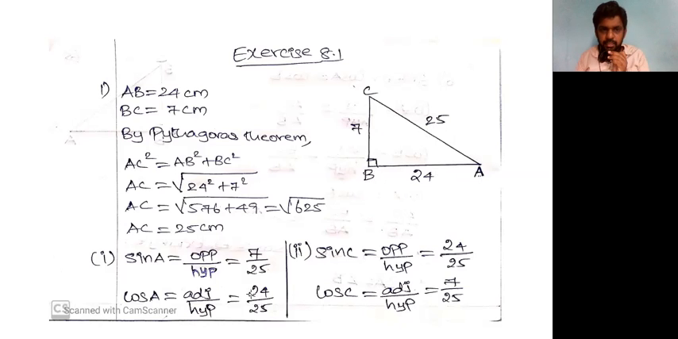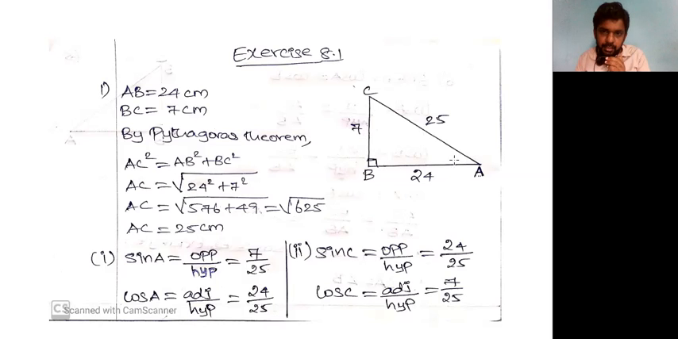You can see a relation between angle A and angle C. So sin A is equal to cos C. Sin A is equal to 7 by 25 and cos C is equal to 7 by 25. This is because in any triangle, we know that the sum of all three angles is 180 degrees. We know that this angle is 90 degrees. Therefore, sum of angle A and angle C should be 90 degrees, right?